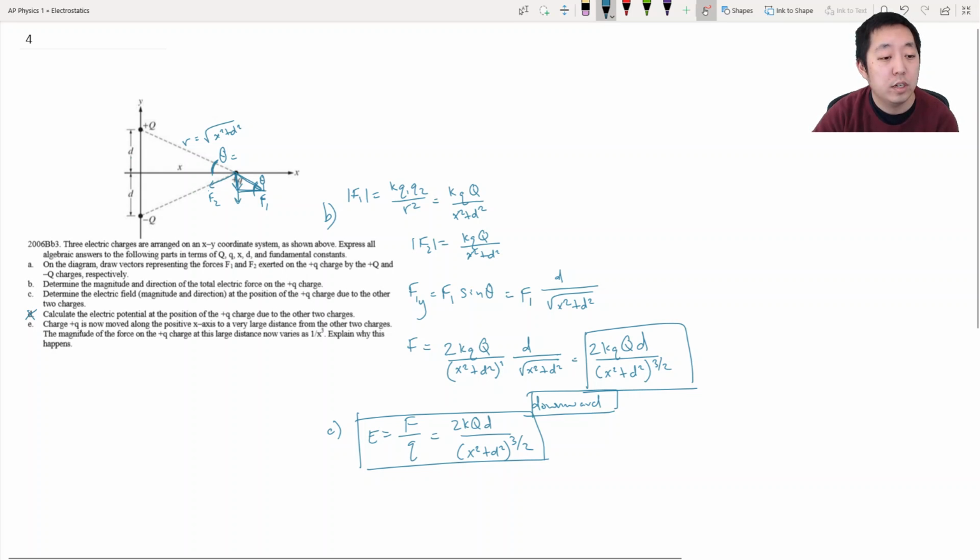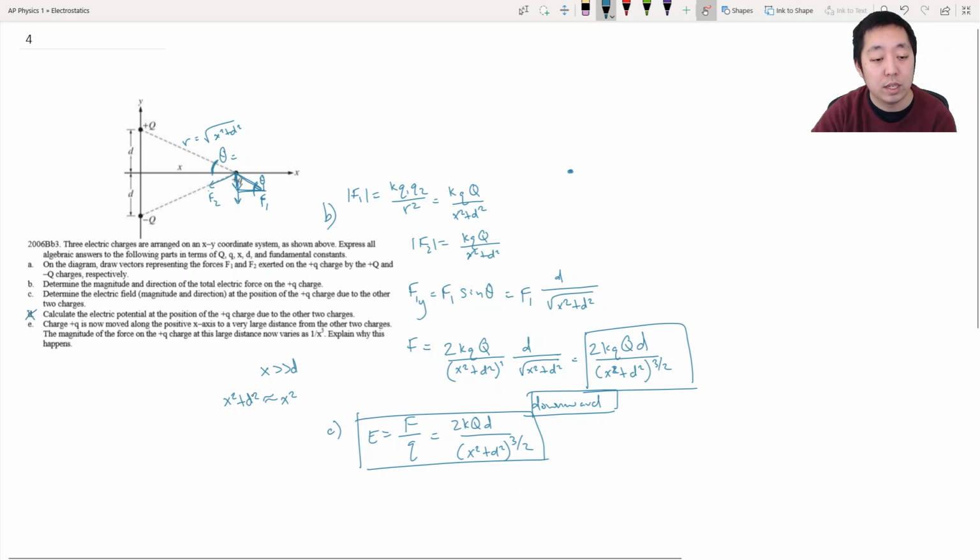E. The charge plus q is now moved along the positive x-axis to a very large distance from the other two charges. So I'm going to move this charge way out here. The magnitude of the force on the plus q charge at this distance now varies as 1 over x cubed. Explain why this happens. Well, when x is very large compared to d, when x is much, much bigger than d, then in x squared plus d squared, this term is small compared to this. It's about equal to x squared, because this could be like 1,000,000 and this would be like 10.